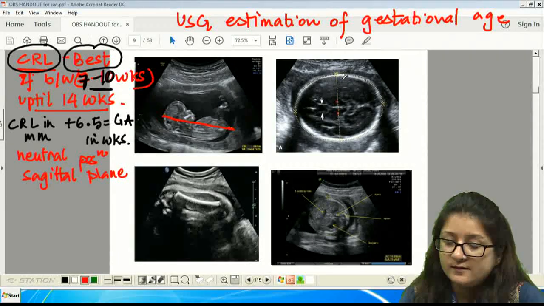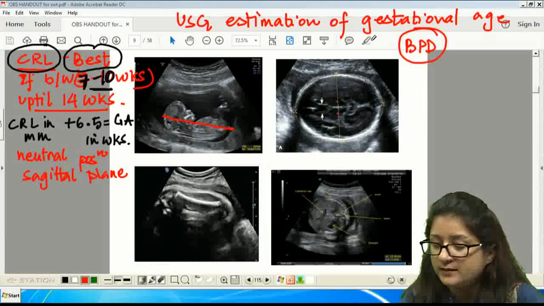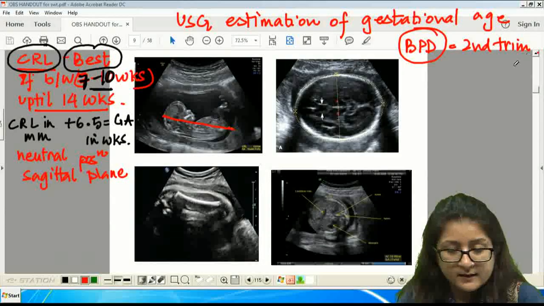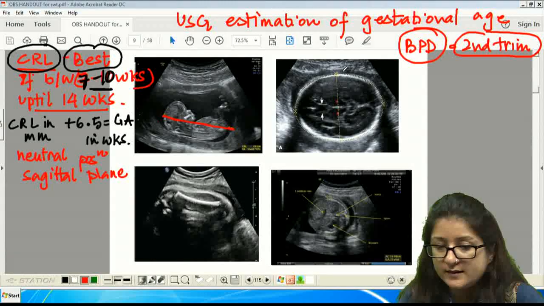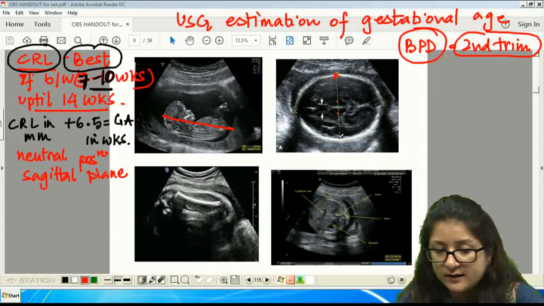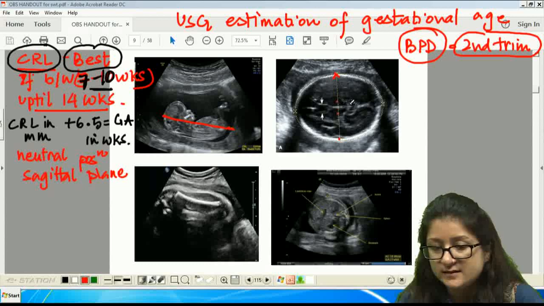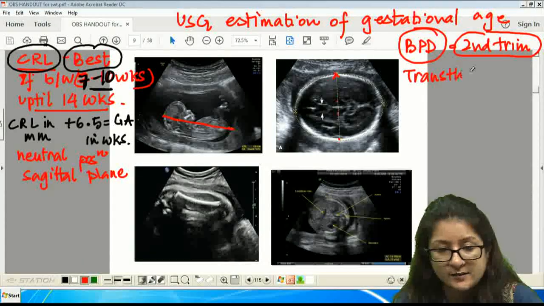Coming on to the next parameter of ultrasound estimation of gestation, this is the measurement of biparietal diameter. The biparietal diameter is measured in the second trimester, and for the second trimester, the best parameter is the biparietal diameter. It is measured from the outer table of one side to the inner table of the other side, in the transthalamic plane. We can see the thalami and peduncles on both sides. That is an important point.